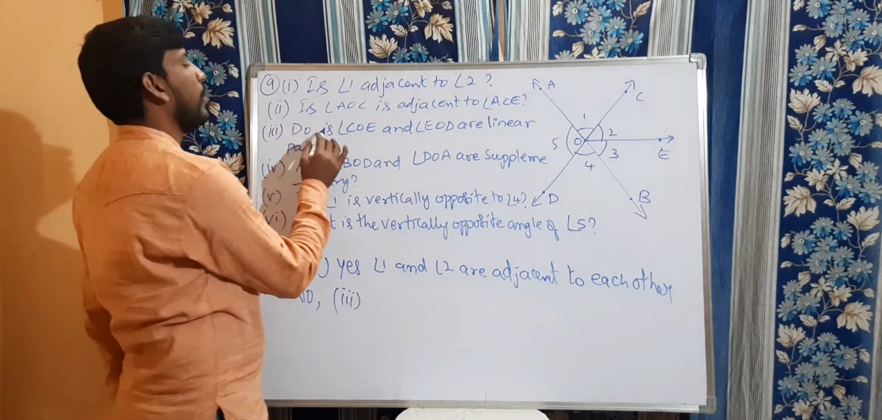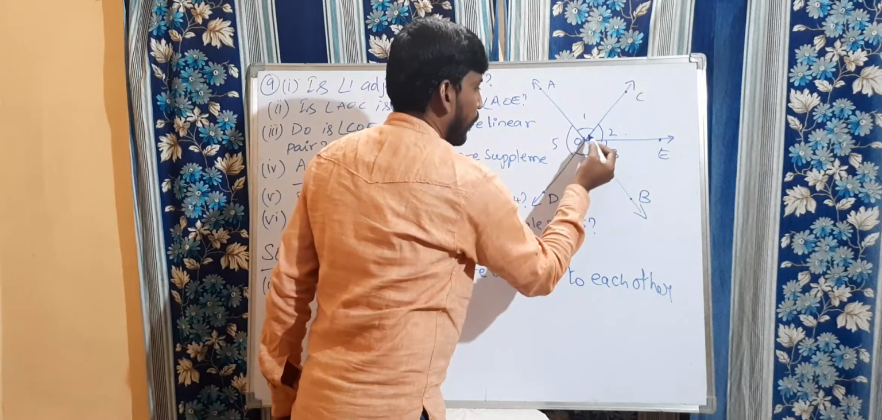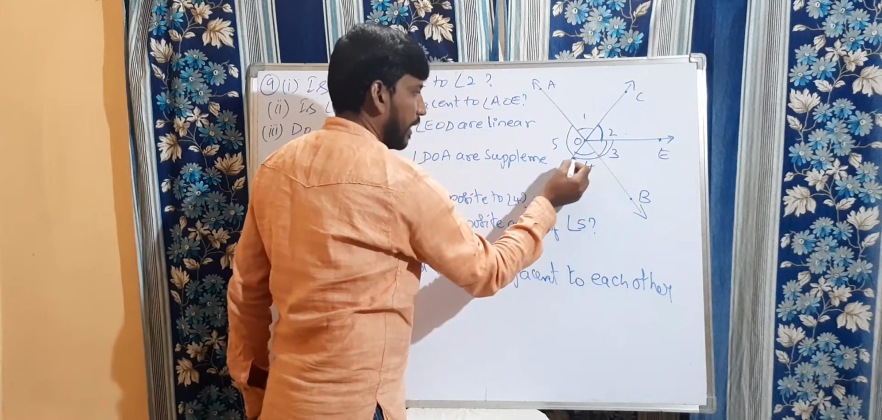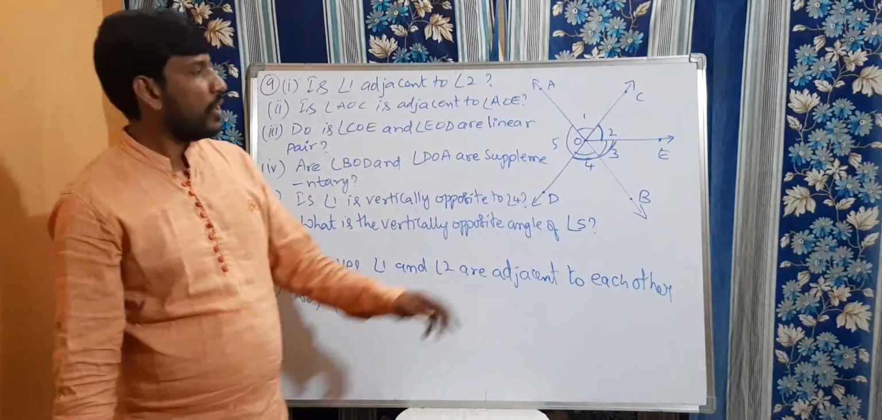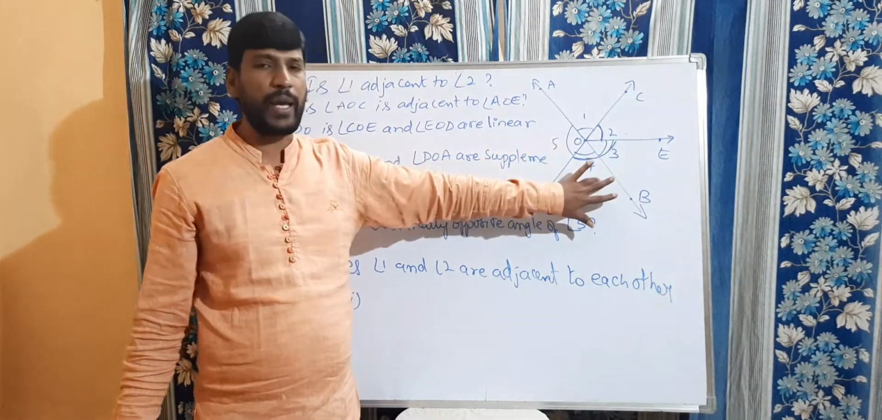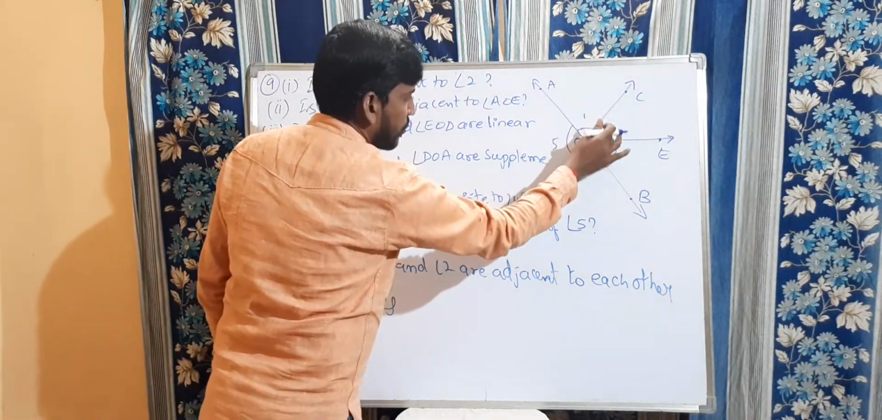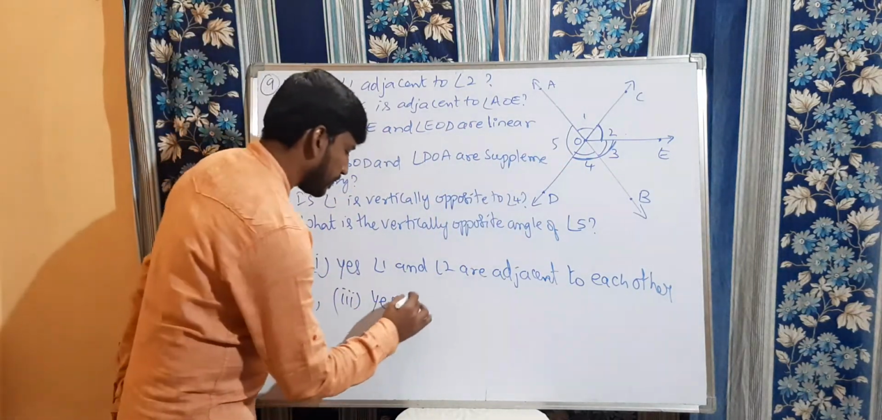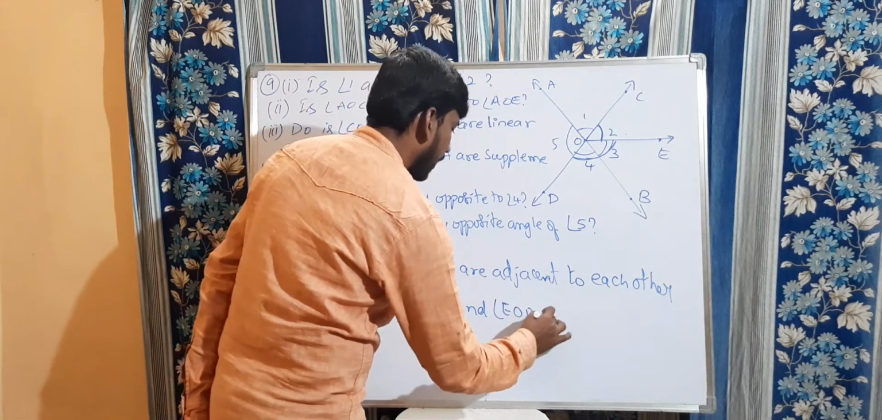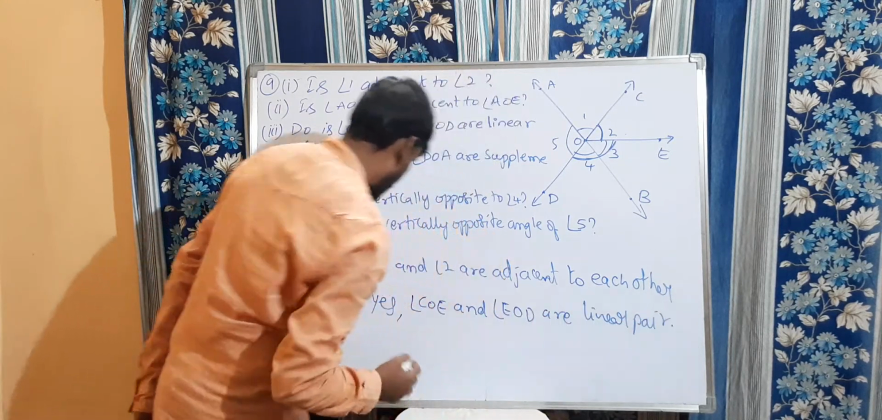Now coming to the third one. Are angle COE and angle EOD a linear pair? COE is angle 2 and EOD is this total part, angle 3 and 4. Observe this here. Angle 2 and the combination of 3 and 4, this total angle. Is it a linear pair? Yes. Because COD is a straight line. This total angle will become 180. Yes, angle COE and angle EOD are a linear pair.